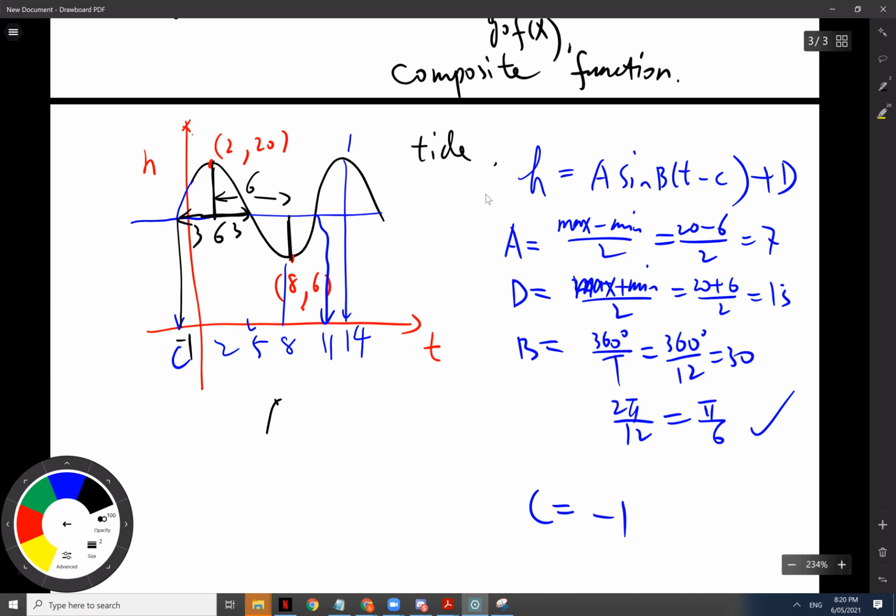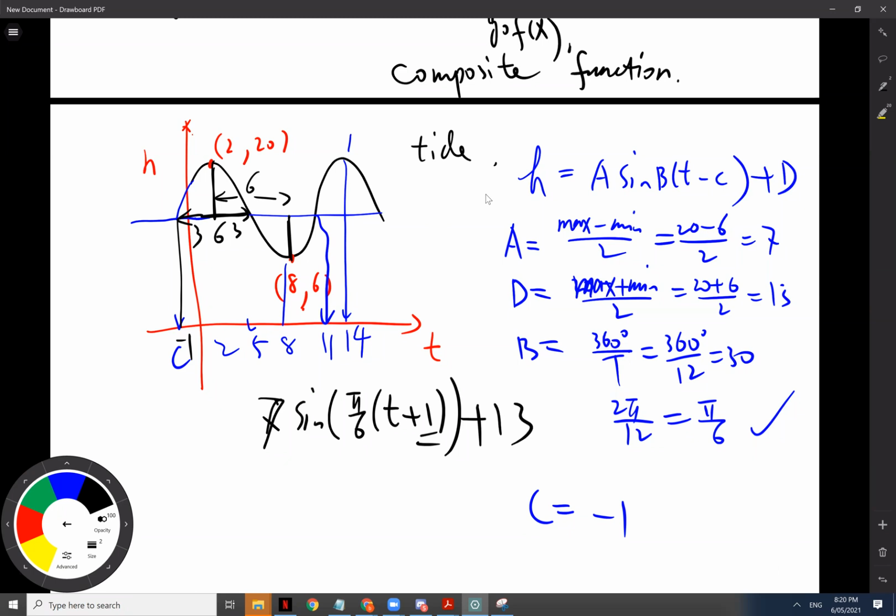That's why we say t plus 1, translated to the left by 1. We plus 1 here, plus 13. That's the equation. Okay. Plus 1 means move to the left by 1.